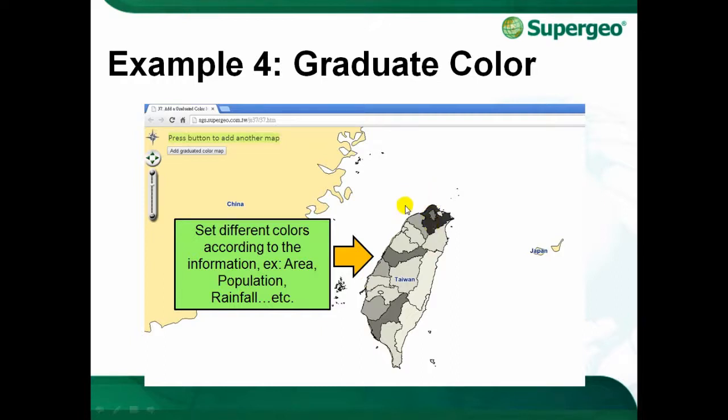For example, the northern part of Taiwan has more population than the eastern part of Taiwan. So the color can indicate the information. Therefore, users can understand the GIS data more easily directly from the graphs. So it's very convenient. You can apply the graduated color directly from the website by modifying the API.